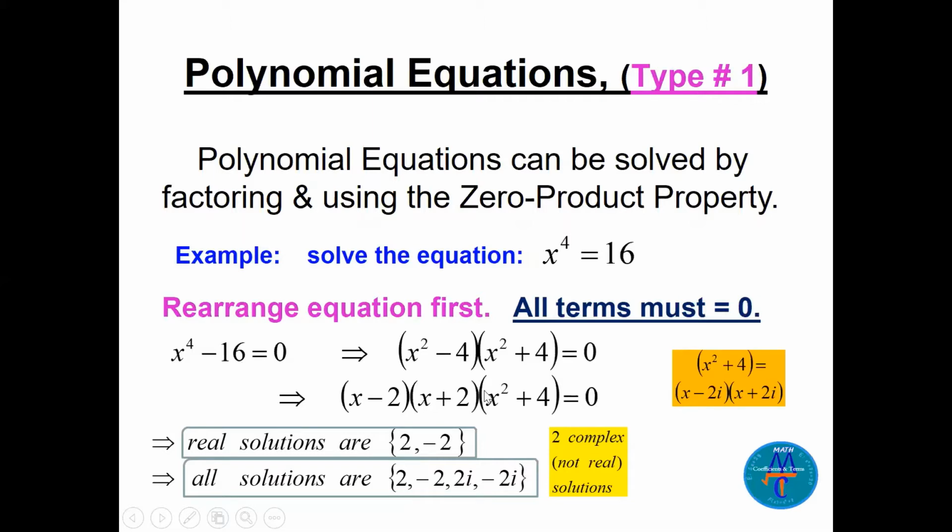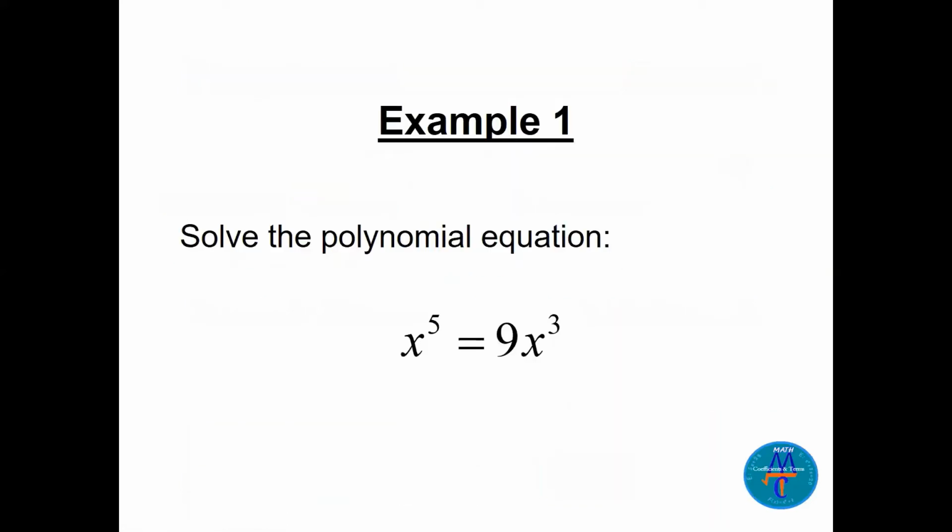Now, in the real numbers, we cannot factor this, x squared plus 4. There is no real number there. So if we ask for the real solutions, we say real solutions are 2 and minus 2. If we need to go further, there are two complex solutions here, non-real. You can factor x squared plus 4 as x minus 2i, x plus 2i, sum of two squares. We have seen that in the complex numbers. So if we say find all the solutions, there are 2, minus 2, 2i, minus 2i. Nice and easy.